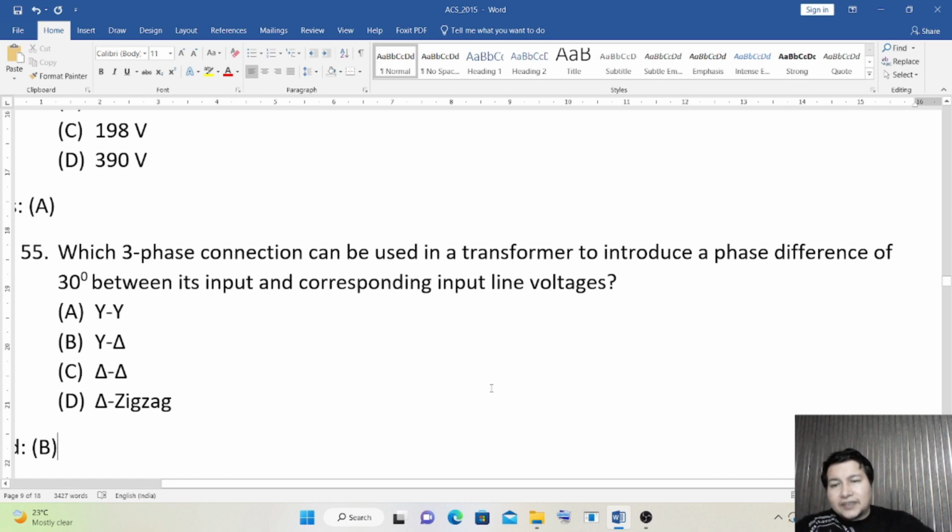Which three-phase connection can be used in a transformer to introduce a phase difference of 30 degree between its input and corresponding input line voltage? Etu three-phase transformer bibhinno dhoroner connection buli kohile janibo lagibo, tetia answer to koribo paribo. A correct option to ahibo star delta.